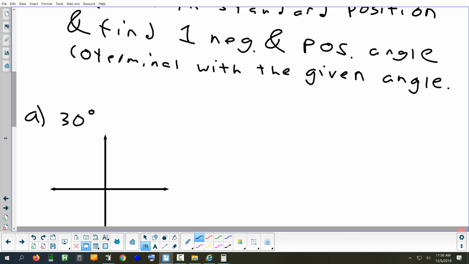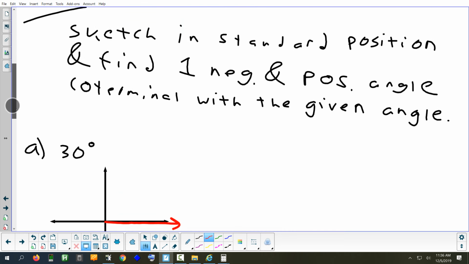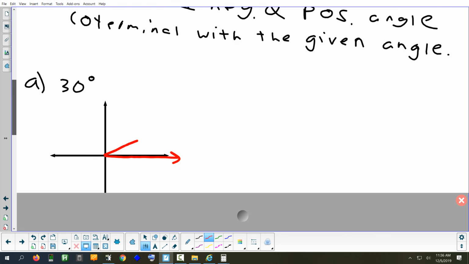Okay, so a 30-degree angle. How many degrees are basically in the first quadrant? 90. So 30 is how much of 90? A third. So what you want to do is draw your angle here so that it's about 1/3 of the way towards the vertical. Just an estimate. Here's your initial side, because it said standard position. And then just try to estimate about 1/3. That's good enough.